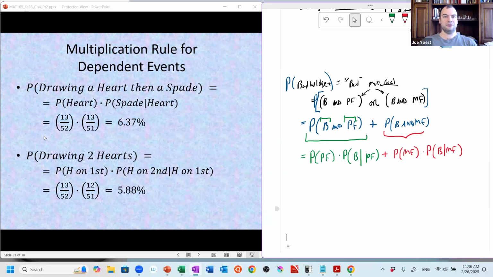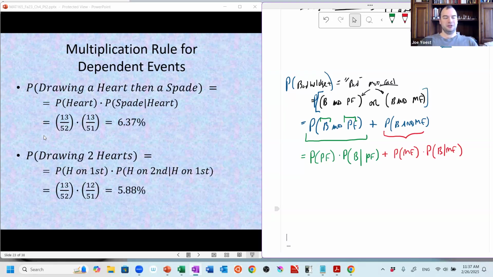But for the second draw, there are 51 cards to draw from, but I've actually kind of used up one of the hearts, right? It's in my hand. If I drew the ace of hearts on the first draw, I can't draw the ace of hearts in the second draw again. There's only 12 hearts left in the deck. It's a little less likely for me to draw two hearts in a row than to draw, say, a heart then a spade. So 13/52 times 12/51, about 5.88%, a little less likely.